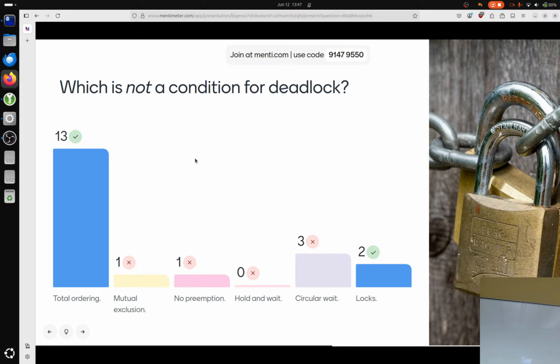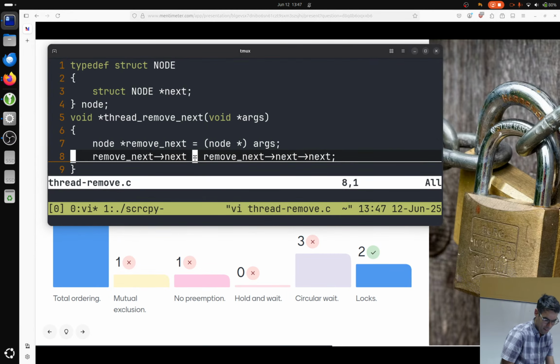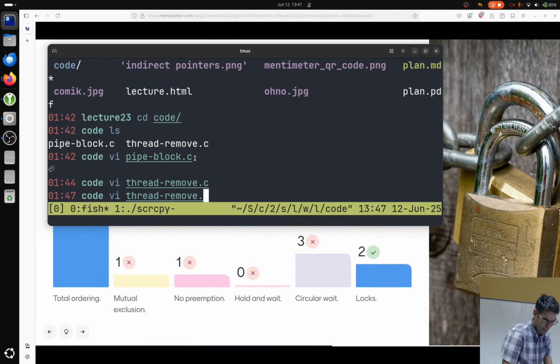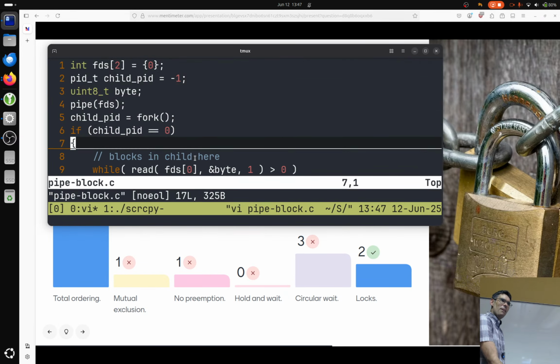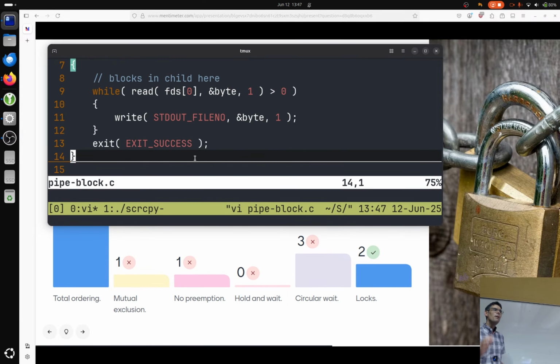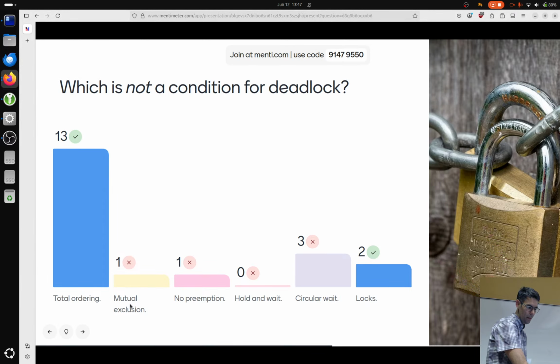Locks are not a condition for deadlock. This code deadlocks. Now, there are arguably locks underneath this code, but the lock itself is not a requirement for deadlock. Mutual exclusion is a requirement for deadlock, but the lock itself is not a requirement for deadlock.